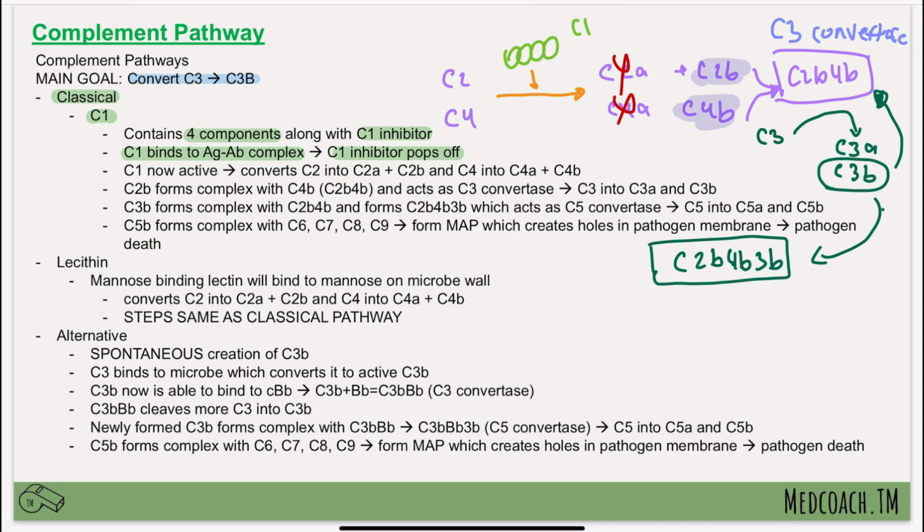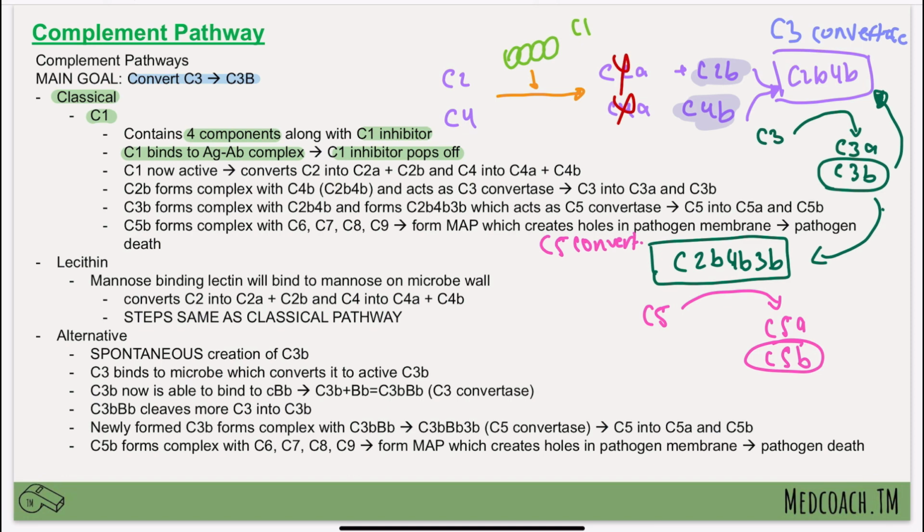Now that brand new complex is extremely important because that brand new complex is going to act as a C5 convertase. So now we have C5 convertase, and this is going to convert C5 into C5a and C5b. And again, C5b is very important in our complement pathway.